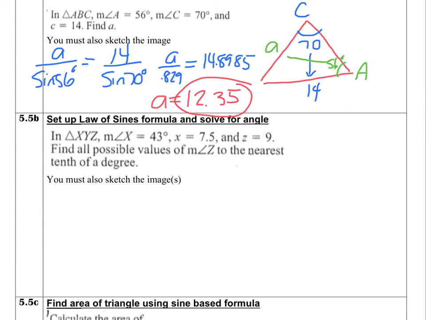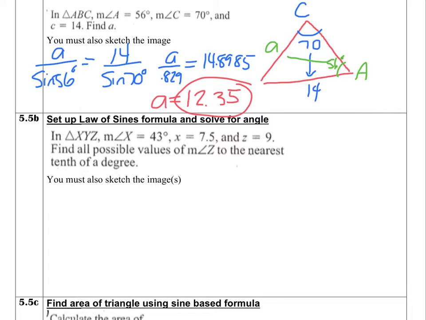5.5b wants us to set up the law of sines formula and solve for an angle. So here we have triangle XYZ. We know the measure of angle X and its side length, and we know side length Z. So what we have here is finding all the possible values of the measurement of Z to the nearest tenth of a degree. So let's sketch the image first of what we think it looks like.